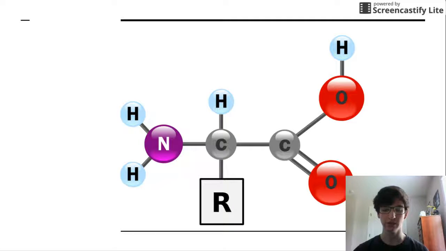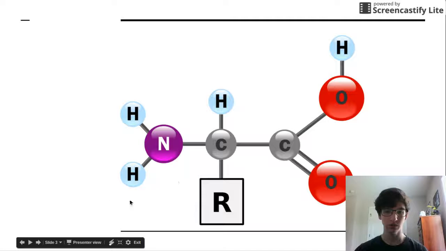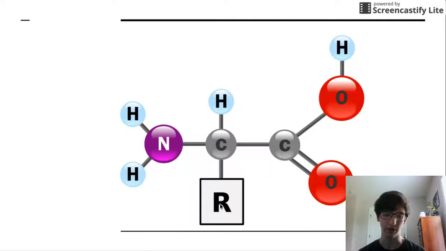Just an example right here. This is an amino acid. Hopefully you can see my mouse. So everything above this letter R is usually constant in amino acids. The letter R is a variable that changes in some molecules, which is where we get our variety.